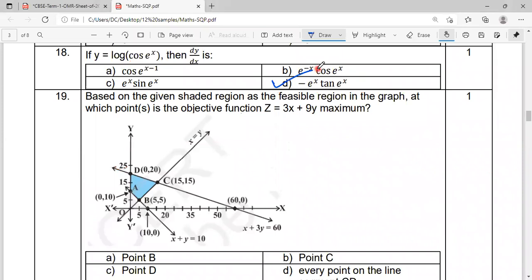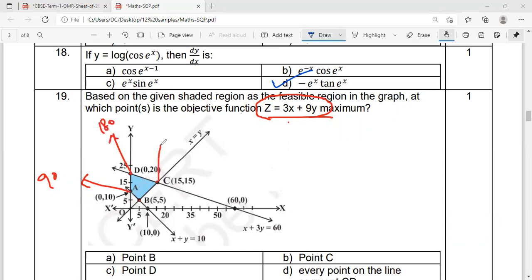Based on the given shape, the shaded region is the feasible region in the graph. At which point is the objective function maximum? When you are given an objective function, simply substitute. See, this is the feasible region, so we have these 4 points. In these 4 points, you substitute the values of x and y in this objective function and calculate. At A, for example, it is 0, 10, so it would be 3 into 0 plus 9 into 10, which is 90. At D, it is 0, 20, so 9 into 20 is 180.